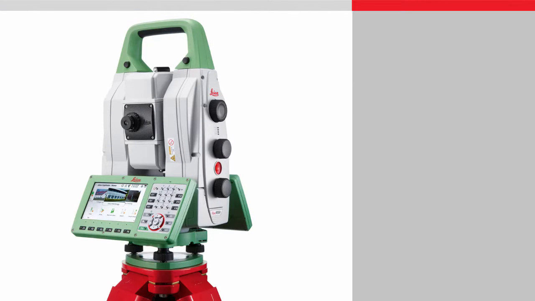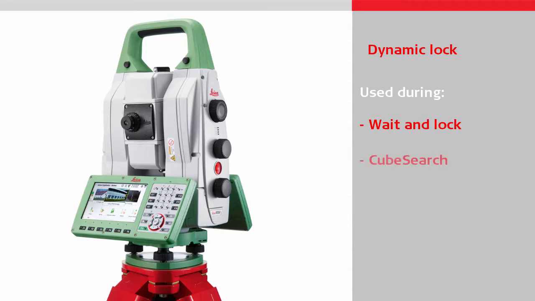There are two different search methods which use dynamic lock. One is when using wait and lock, and the other is during a cube search. Note that dynamic lock is not used during a power search. Let's have a look at these more closely.